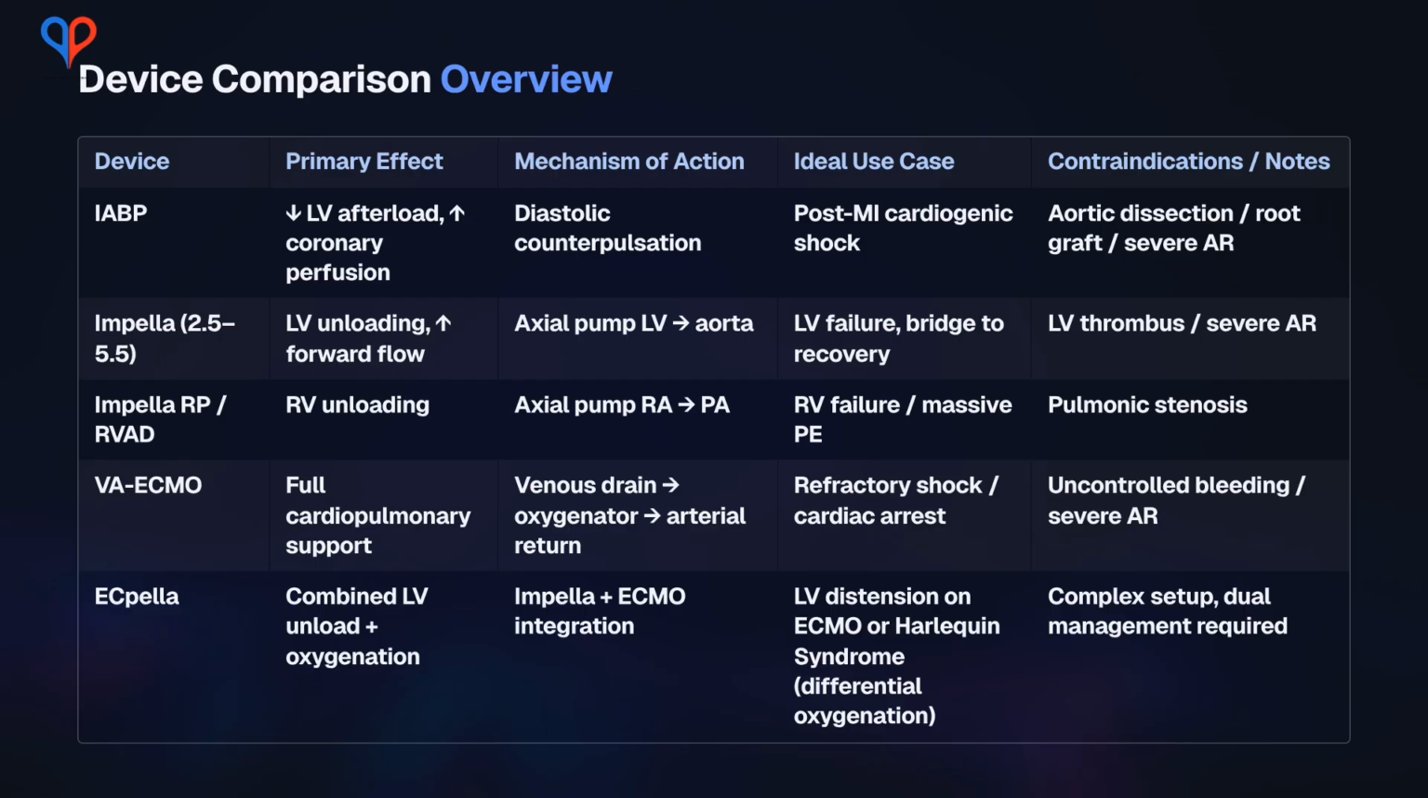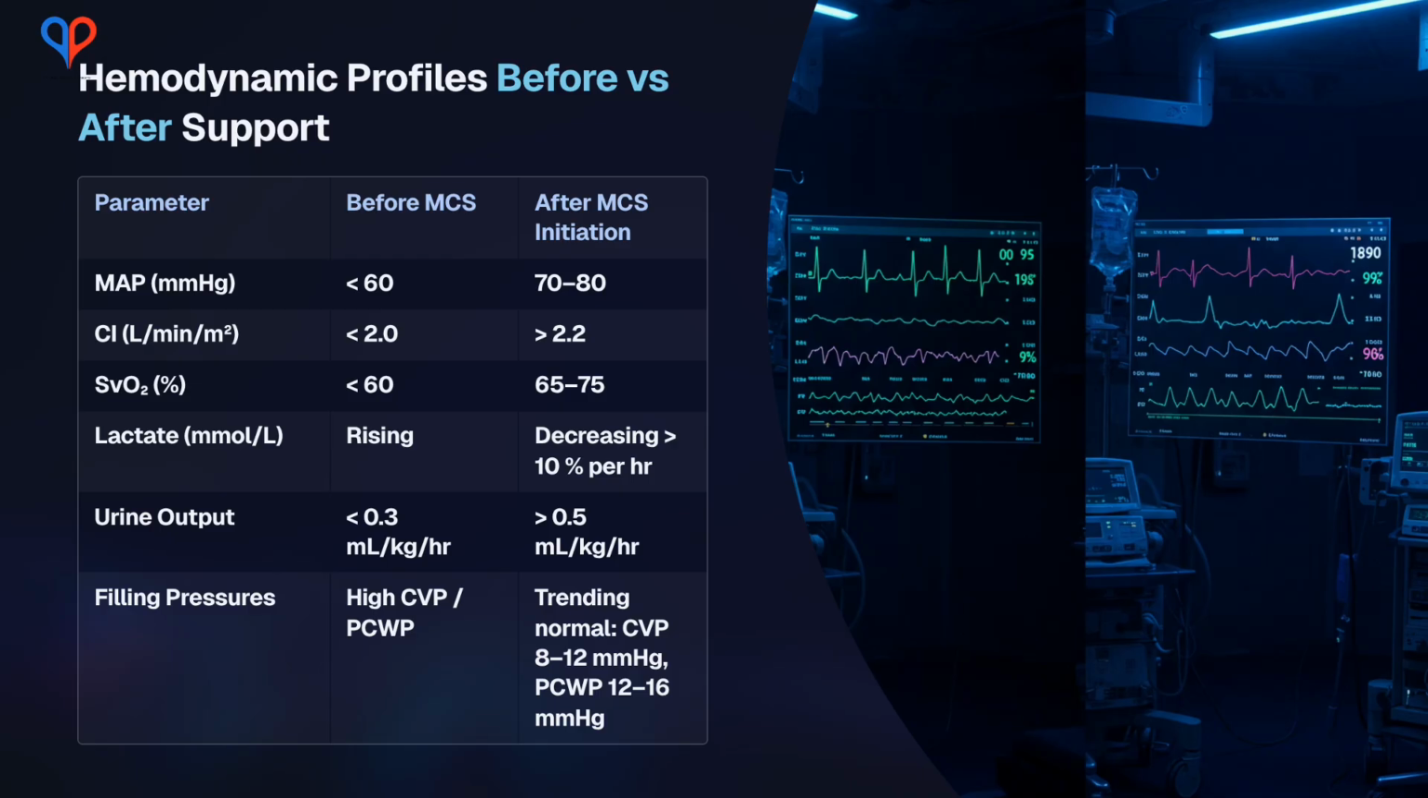After mechanical support is initiated, optimization focuses on restoring both macro and microcirculatory balance. The goals are mean arterial pressure, 70 to 80 millimeters of mercury. Cardiac index, greater than 2.2 liters per minute per square meter. Mixed venous oxygen saturation, 65 to 75%. Central venous arterial carbon dioxide gap, less than 6 millimeters of mercury. Lactate, downward trend with clearance of at least 10% per hour.